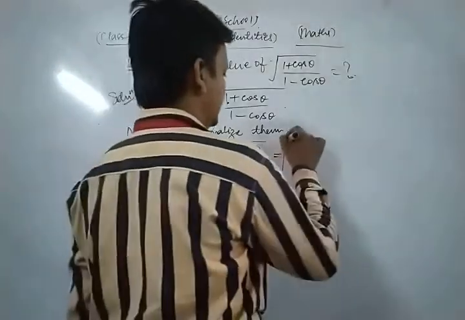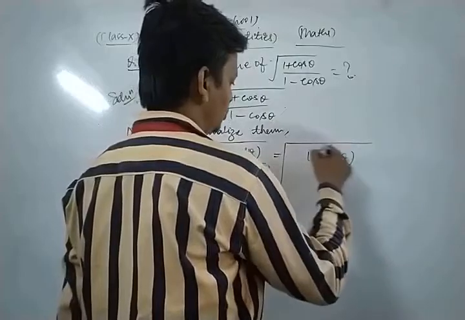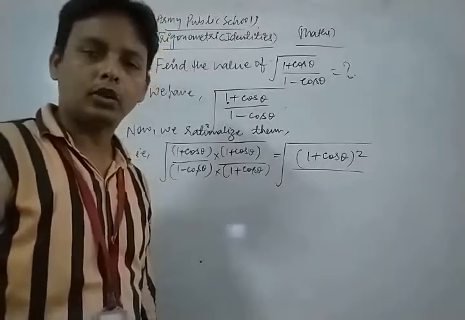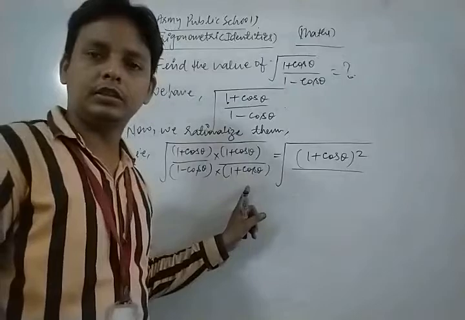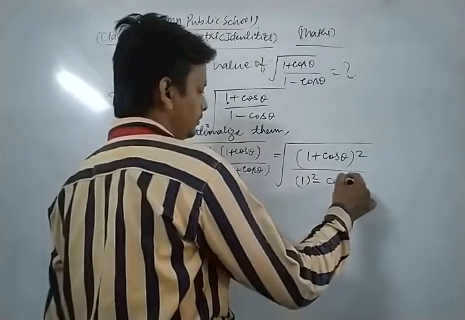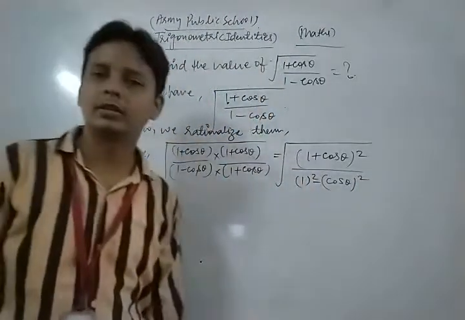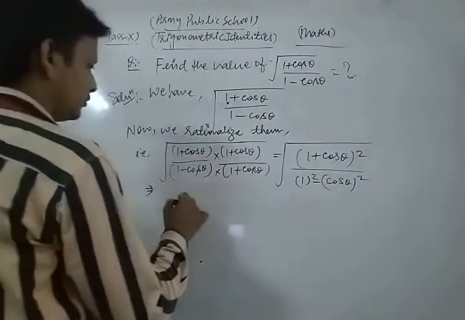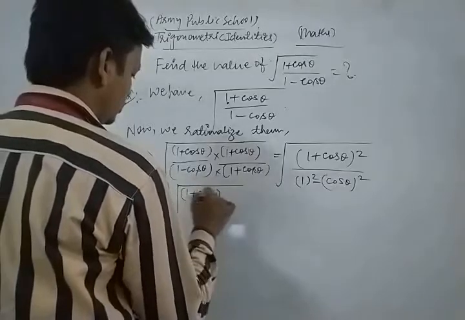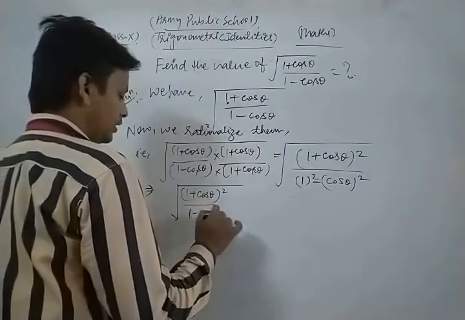Look, we can write the square root; this is 1 plus cos theta, this is also 1 plus cos theta, so we can write (1 plus cos theta) whole square upon (a minus b) into (a plus b). This is the form of the identity, so we can write a square minus b square, meaning 1 square minus b square, where the value of b is cos theta. So we write the square root of (1 plus cos theta) whole square upon 1 minus cos square theta.